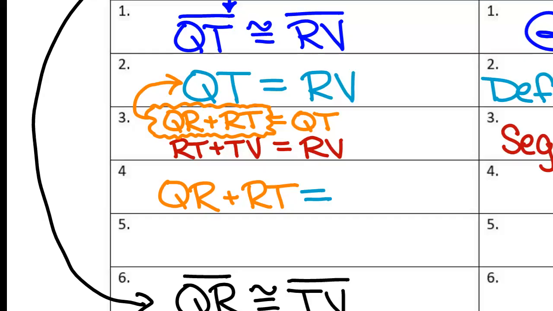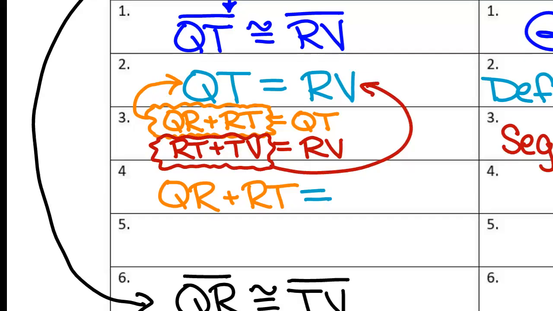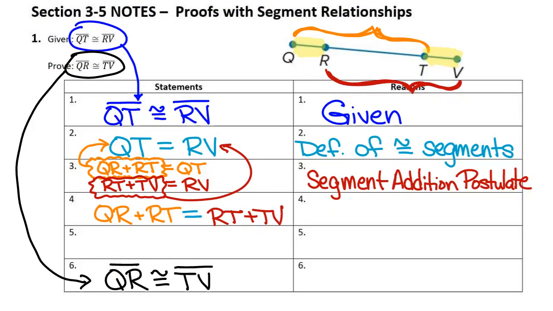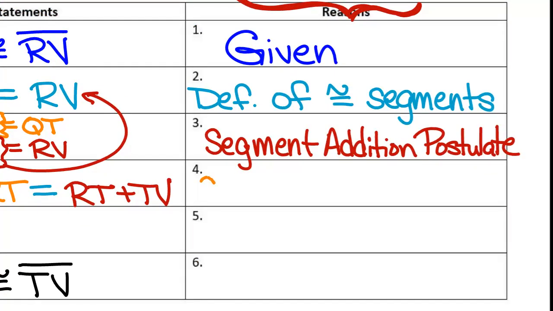What can I replace RV with? RT plus TV. RT plus TV, this piece right here, takes the place of RV. So RT plus TV. Why would I be allowed to take something out of an equation but replace it with something that's the same size? Substitution, yes.